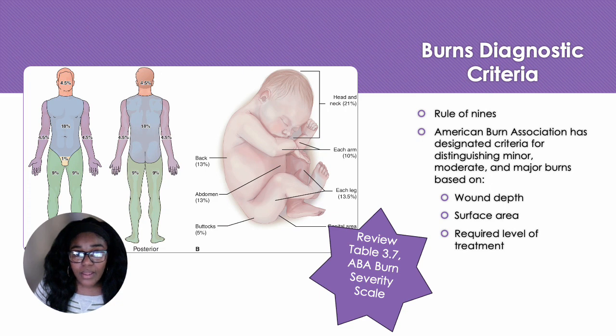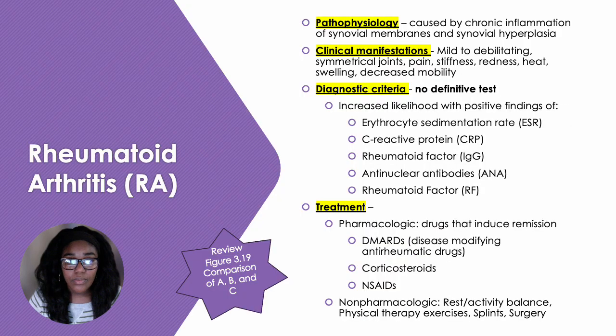Again, the American Burn Association has designated the criteria for distinguishing major, minor, and moderate burns, and it is based on the wound depth, surface area, and the required level of treatment. But the main point of the slide is to understand the rule of nines and how percentages matter when it comes to burn severity. So here's rheumatoid arthritis.